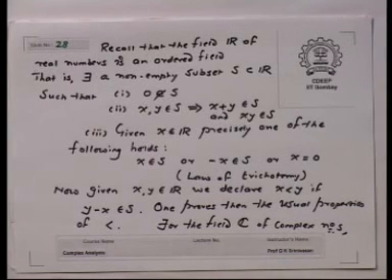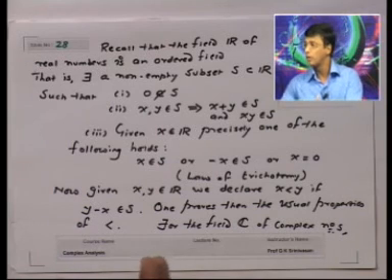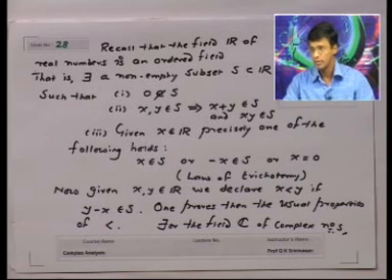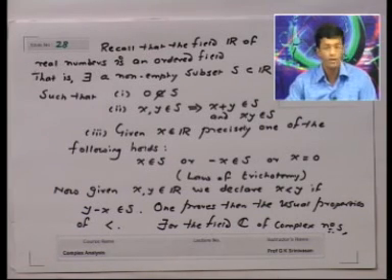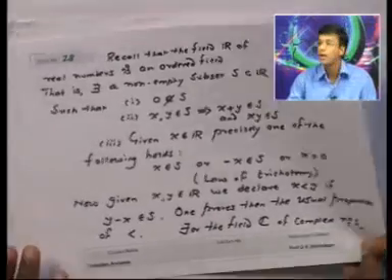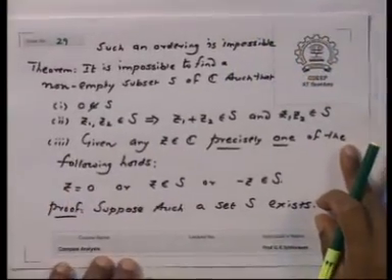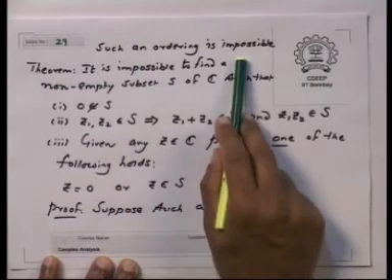Then one proves the usual properties of the relationship, namely if x is less than y, then x plus c is less than y plus c, and so on. The usual properties of the order relation can be proved. However, for the complex numbers C, the situation is different. Such an ordering is, for the complex numbers, impossible.